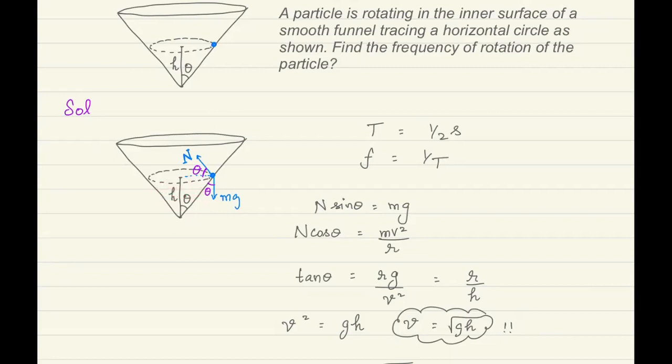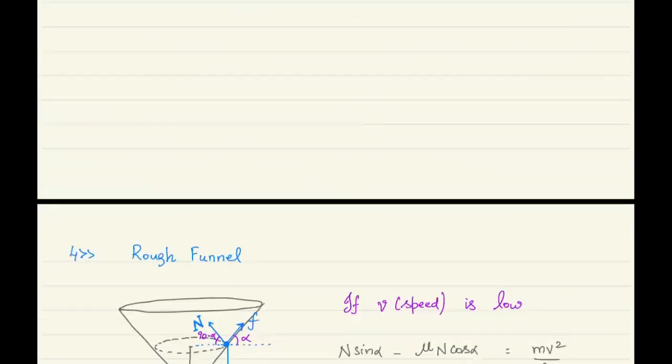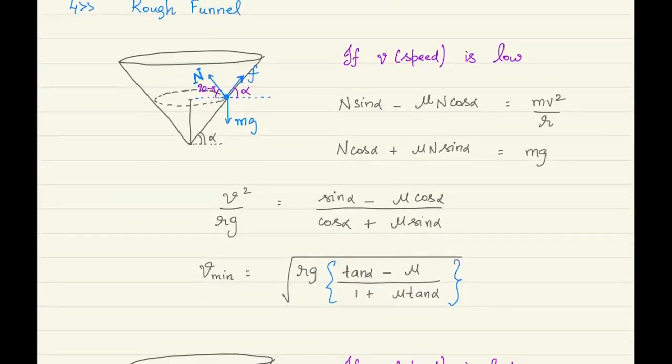So at a particular height there can be exactly only one speed with which the particle can go in a horizontal circle. But now when we analyze the case of a rough funnel, look at this. If the speed is low, there is a possibility for the particle to spiral into the funnel, but now there is friction. Friction will try to oppose that, and friction will always act along the tangent direction to the rough surface. So friction is acting along the tangent of that funnel line.